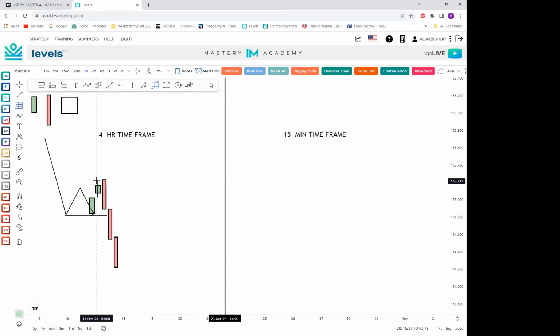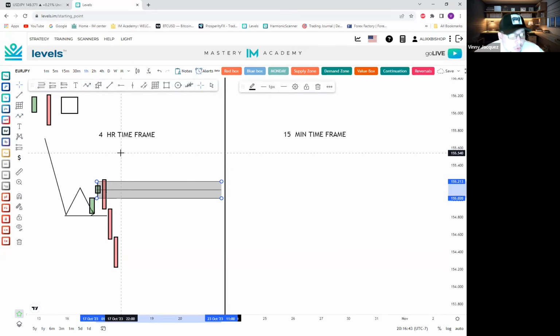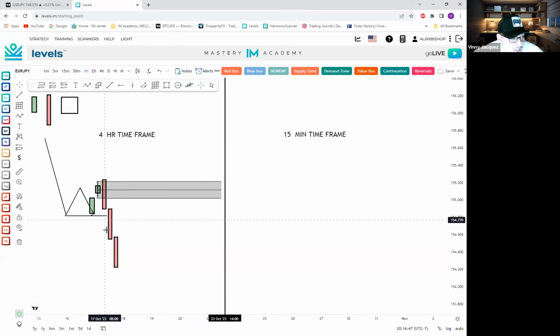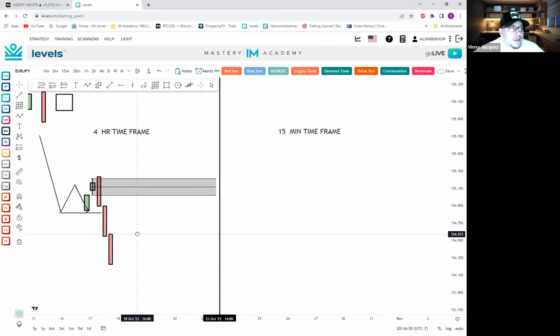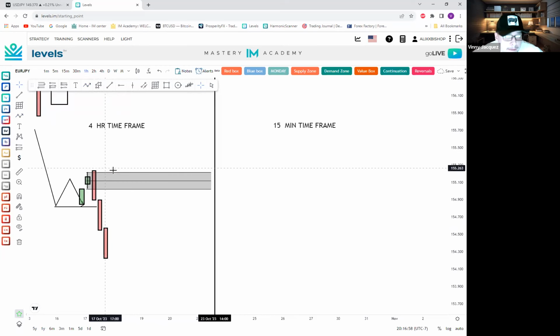Awesome. This is it. Let's mark it up. So this is going to be our starting point to the downside, right? This candle started this push down. That's why it's called the starting point. And in smart money, it's called the supply zone, right? So it's the same thing. Levels just calls it different, okay?